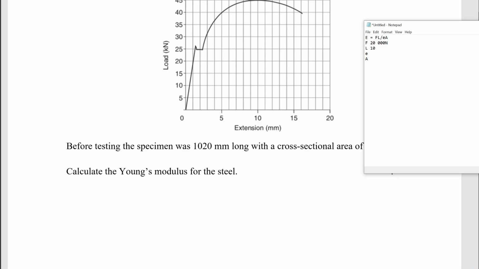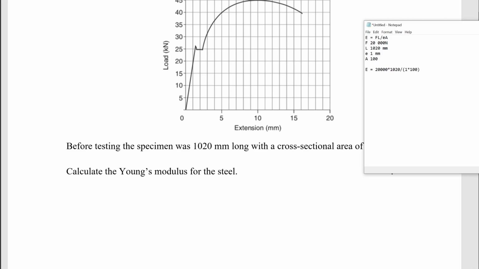Okay, so our original length is in millimeters. We're going to do everything in grease units. We go together like megapascals and millimeters squared. Our extension is 1 millimeter. And our original area was 100. So what we're going to then have is our equation E is going to equal 20,000 times 1020 divided by brackets 1 times 100.